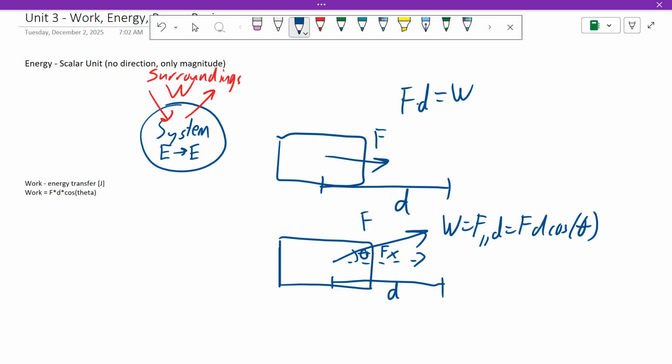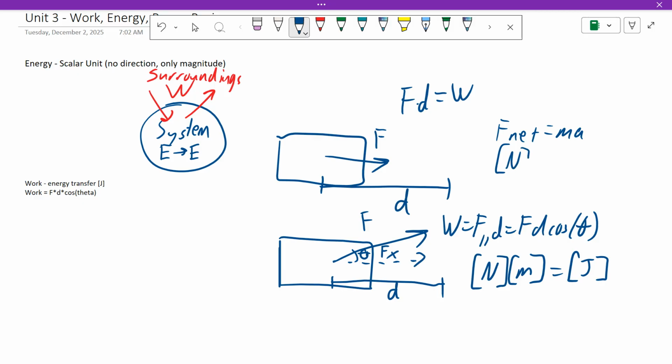If you notice here, well, force is a newton, displacement's a meter, so a joule is equal to a newton meter, and you can really break this up. I mean, F net's equal to ma. This is just going into units, so if you don't care about this, you don't need to pay attention too much. But newtons, kilogram, acceleration's meters per second squared. So a joule is hiding a lot.